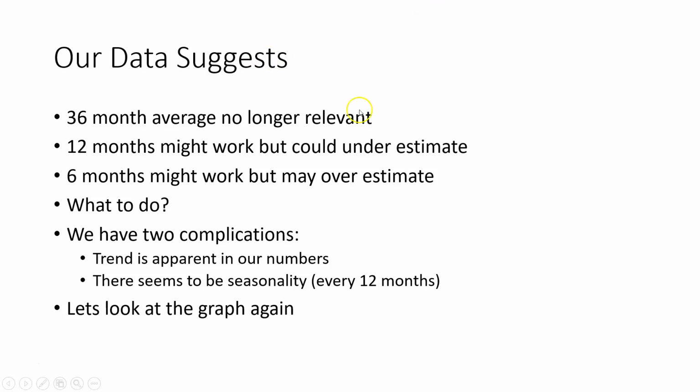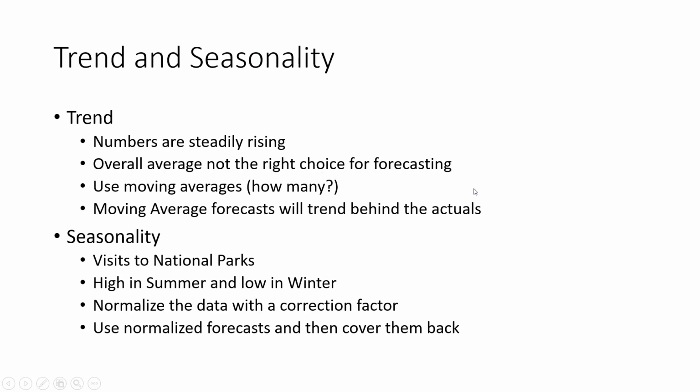We don't need to look at the graph again because we've already looked at it. I already talked about trend and seasonality. Trend is that our numbers are either steadily rising or steadily declining. Our overall average is probably not the right choice when we have trending. We're using moving averages. We just have to determine how many. And in our example here, we had a question as to whether it should be 12 months or 6 months, and we made an educated decision to use 12 months, because if we discounted the outliers in months 35 and 36, that would probably be a better fit.